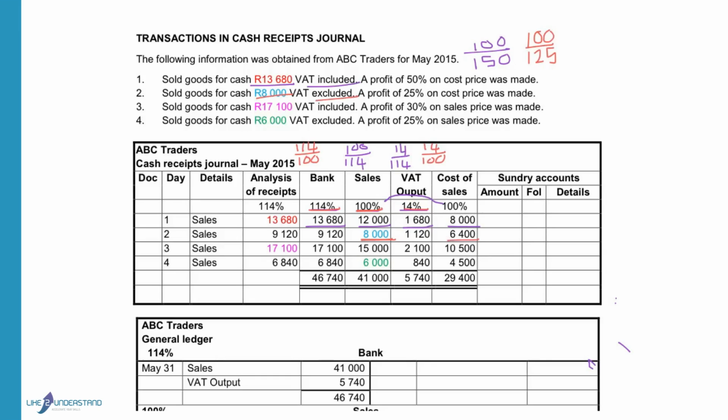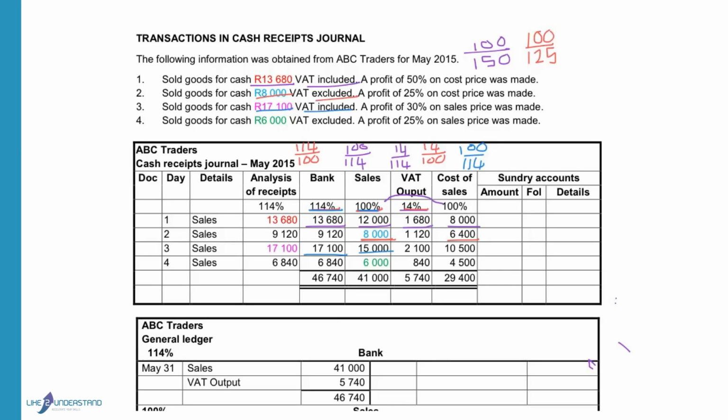Sold goods for cash 17,100, VAT included. So if it includes the VAT, it's the amount that we received that was deposited into the bank, so it's the 114% amount. If I want to calculate the sales amount, the one that I want is 100, the one that I know is 114, times 17,100, and that will give me 15,000 Rand.